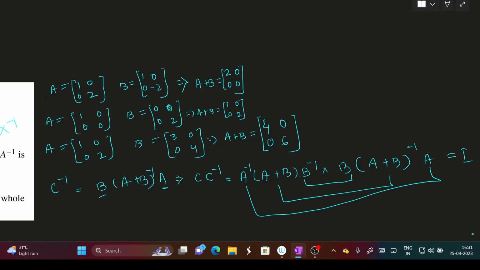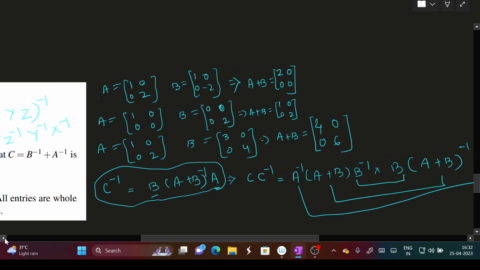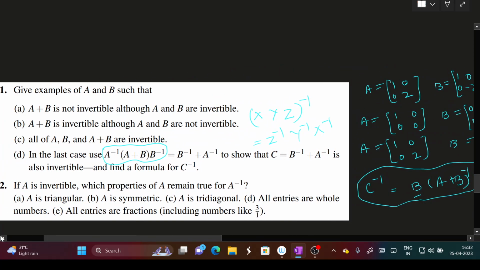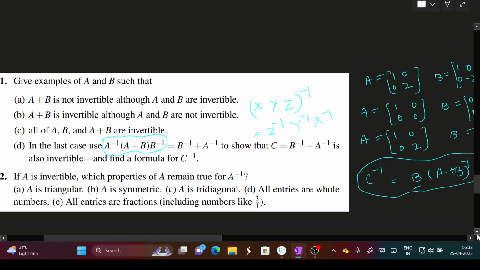So C into C inverse. Similarly, C inverse into C, if we substitute and multiply, we get identity matrix. So C inverse exists and its value is given here. So this is my C inverse. And how did I get this inverse? As I have told, I applied the properties of the matrix inverse of multiplication of matrices.